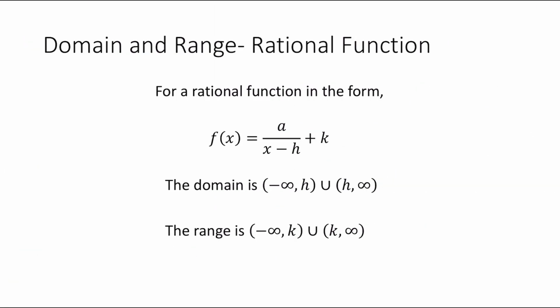So for a rational function in the form a over x minus h plus k, the values of h and k are going to help us figure out the domain and range. The domain is going to go from negative infinity to h, and then from h to infinity, right? That makes sense because h is the value that's going to make the denominator equal to 0. The range is going to go from negative infinity to k, and then from k to positive infinity. Okay, that makes sense because to get f of x equals k, a over x minus h would have to equal 0. So since it cannot equal 0, that's why the range only goes up to k, and then from k to infinity.